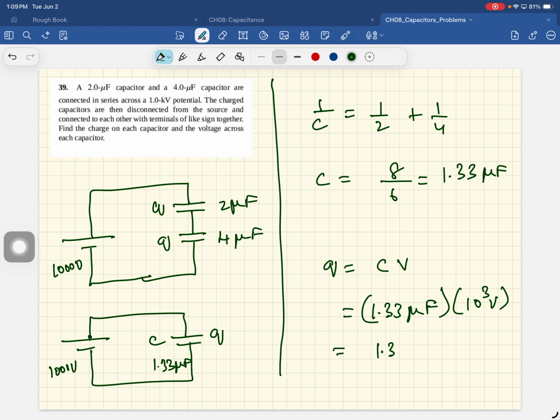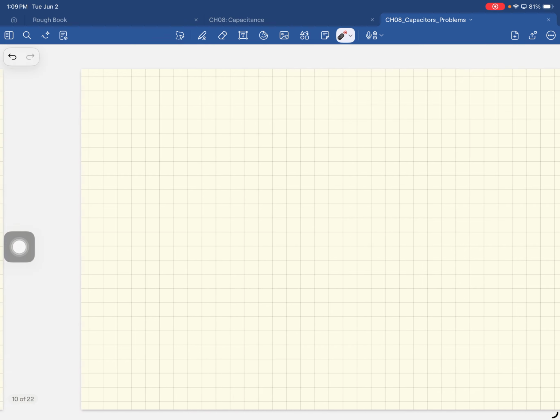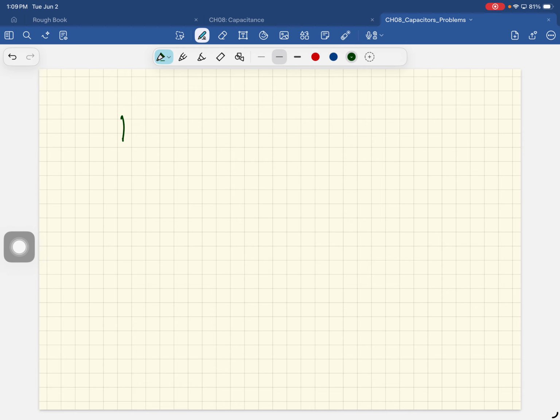Q1, C1 is 2 microfarads. Q2, this is 4 microfarads. Okay, so Q2 is 2 times Q1. So that's what this equation tells you, okay? And then we'll substitute that there. So Q1 plus 2Q1 equal to 2Q. So Q1 is 2/3 Q.